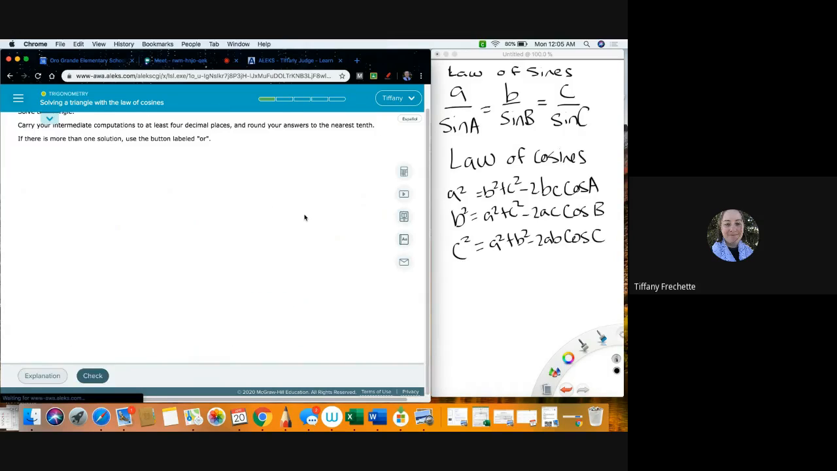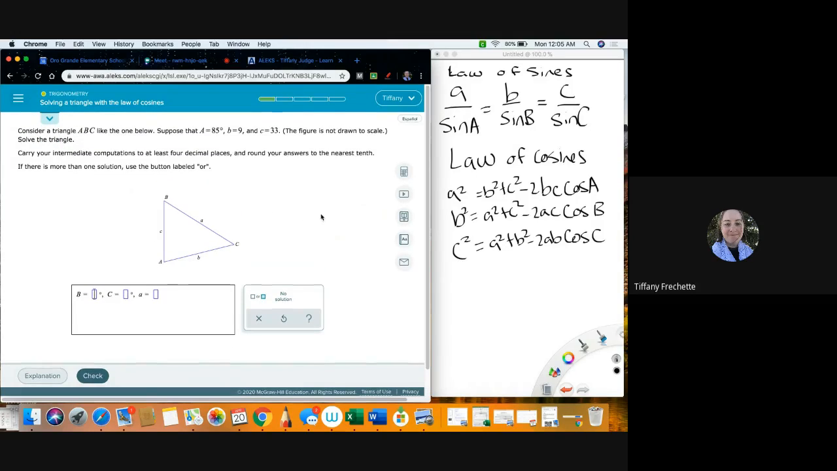All right, so let's go ahead and look at our next one here. So we get angle A this time. Oh, why didn't it turn down? 85 degrees. And then B is 9 and C is 33. So I have two sides and an angle. In order to use law of sines, I need this side. So I don't have A. That's why I have to use law of cosines.